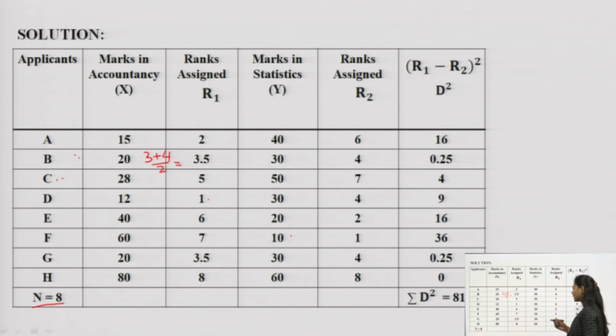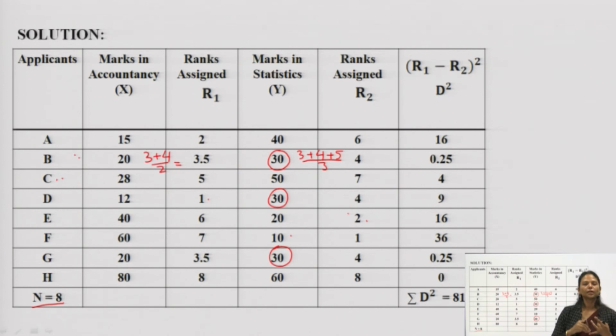The next higher marks is 20, where it is E, I have given rank 2. Now, after 20, the higher marks is 30, 30, 30. So, there are 3 places at which 30 is being repeated. After 2, I am supposed to find out third rank, fourth rank, and fifth rank, divided by 3.